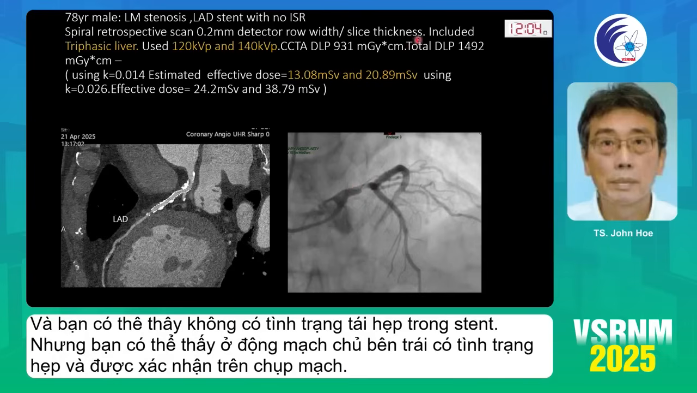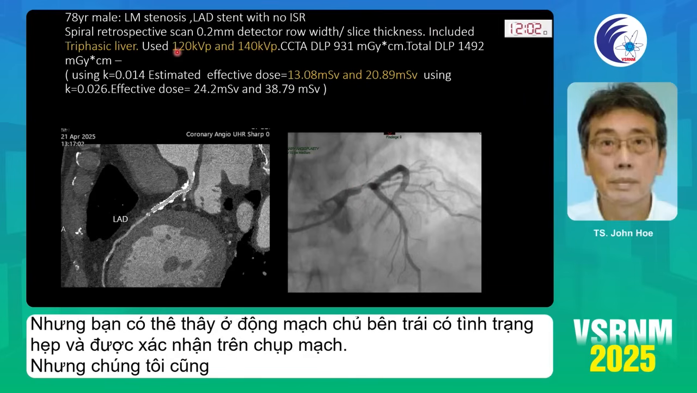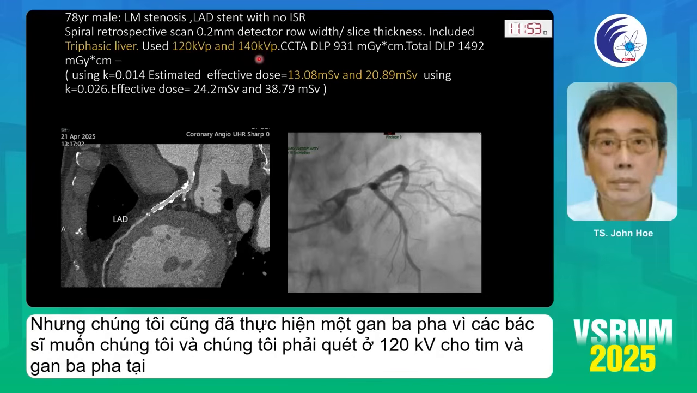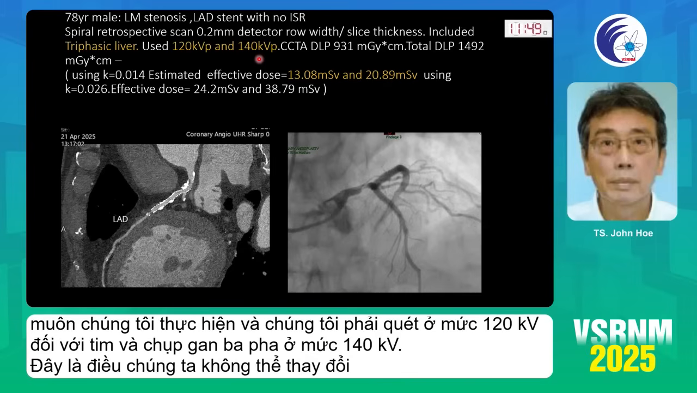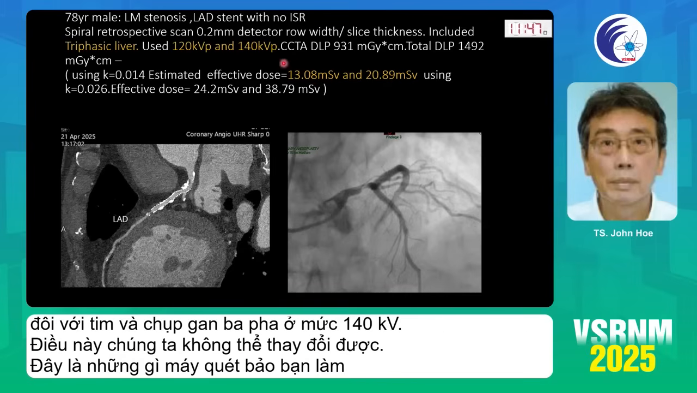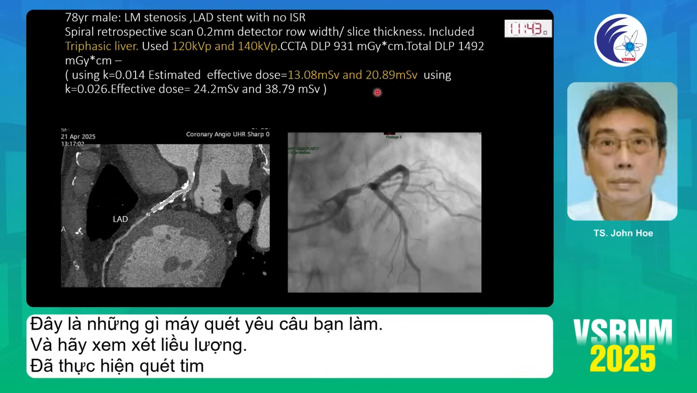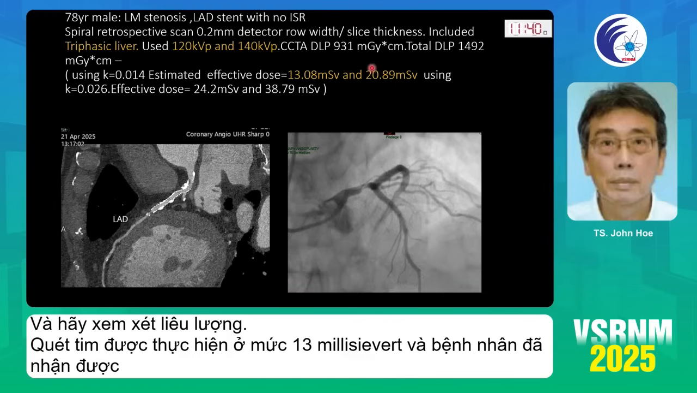But we also did a triphasic liver because the doctors wanted us to, and we had to scan at 120 kV for the cardiac, and for the triphasic liver at 140 kV. We cannot change it. This is what the scanner tells you to do. And look at the dose. The cardiac scan was done at 13 millisievert, and the patient received a total dose of 20 millisievert, which is a very high dose.